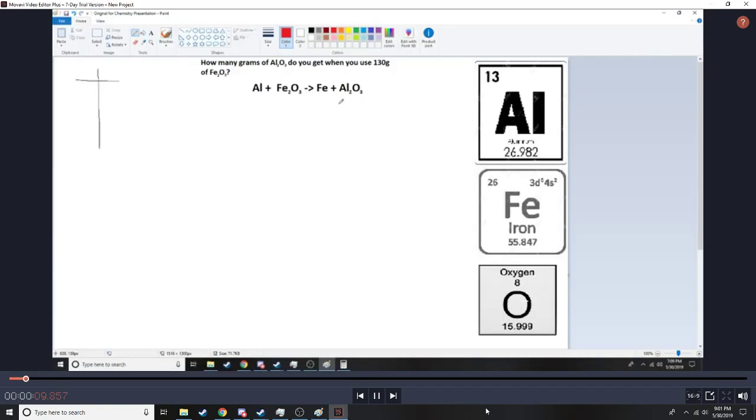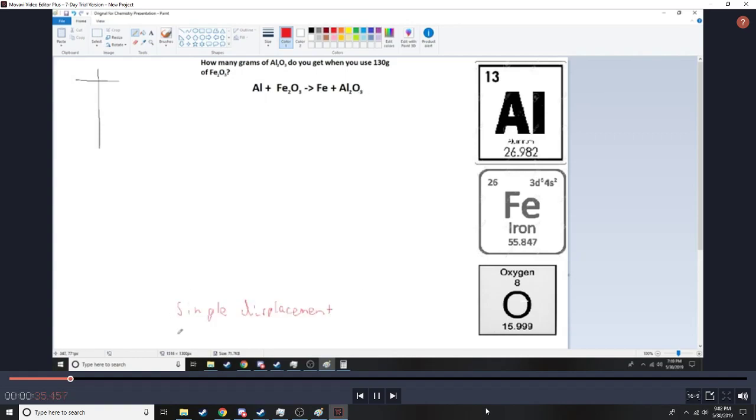The chemistry presentation. So we're going to be looking at this kind of formula and the question: how many grams of Al2O3 do you get when you use 130 grams of Fe2O3? So one of the first steps we're going to want to do with one of these questions is balance the chemical equation. So right here we have our chemical equation, Al plus Fe2O3 turns into Fe plus Al2O3.